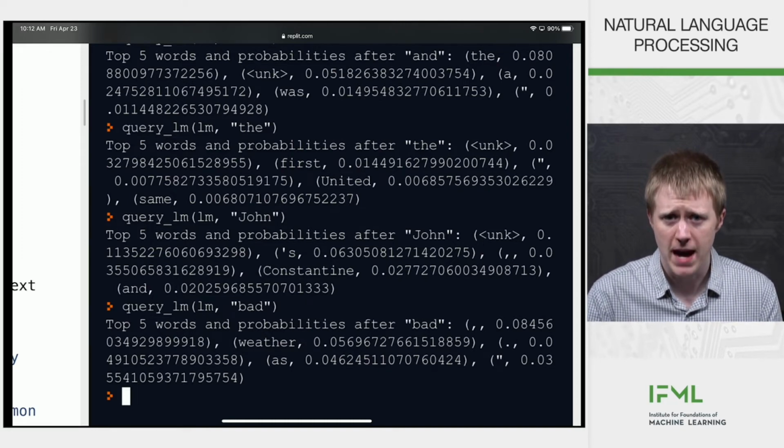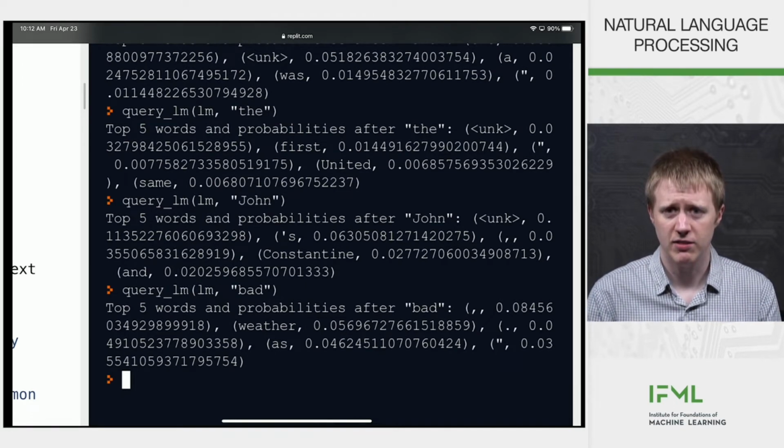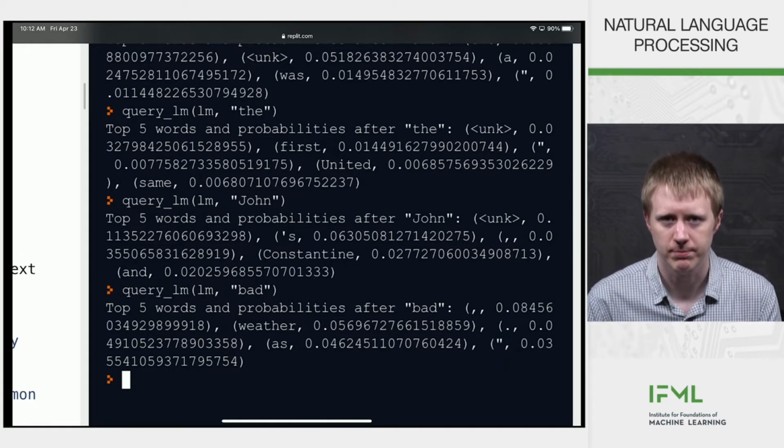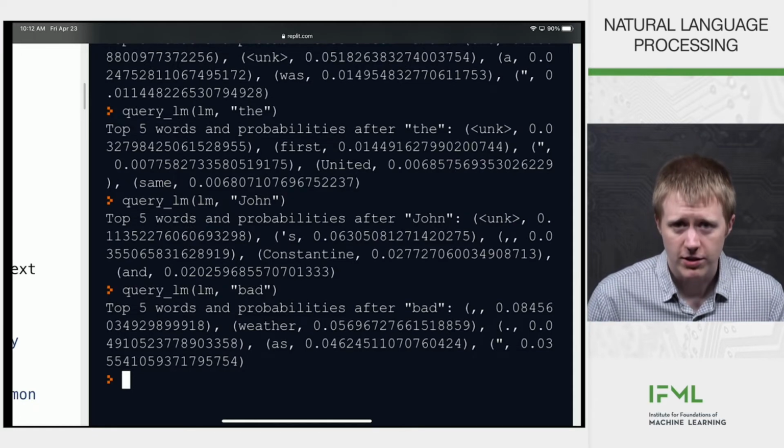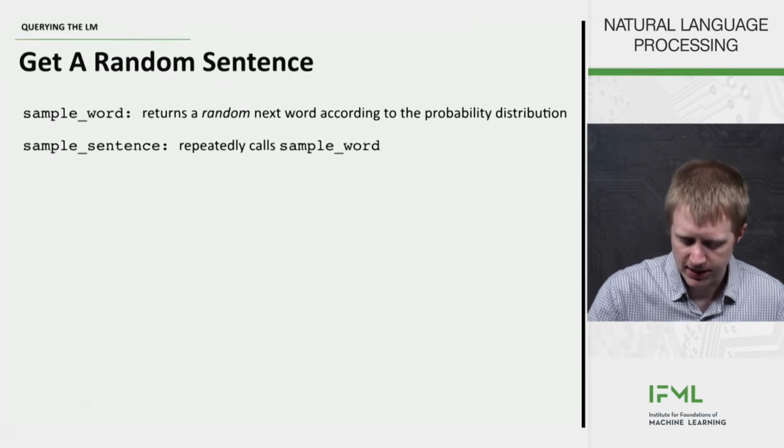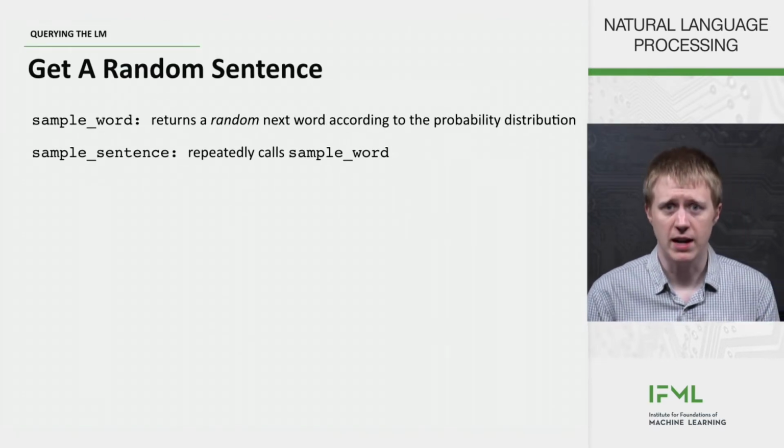And then I did it with "bad", and the interesting one here, I think, is that "weather" is a very high probability. Okay, so that shows you the basics of these querying operations.